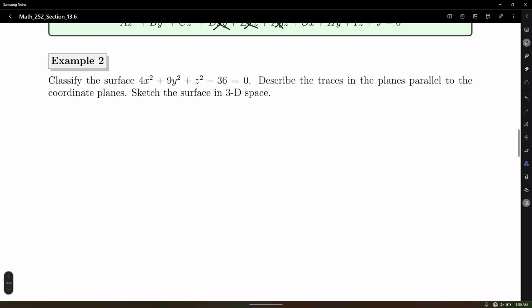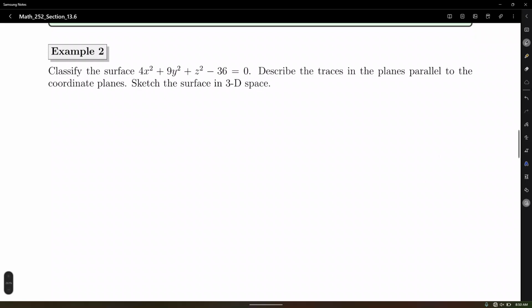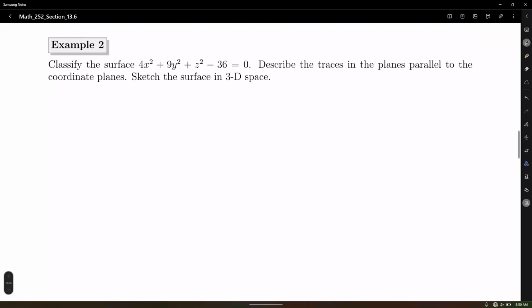Well, but I mean, judging by the coefficients, I think that gives it away, right? What would you think it is? It's kind of a sphere, but not quite a sphere. Close. It's an ellipsoid, right? All variables are squared, no variables to the first power, and all the coefficients are different.